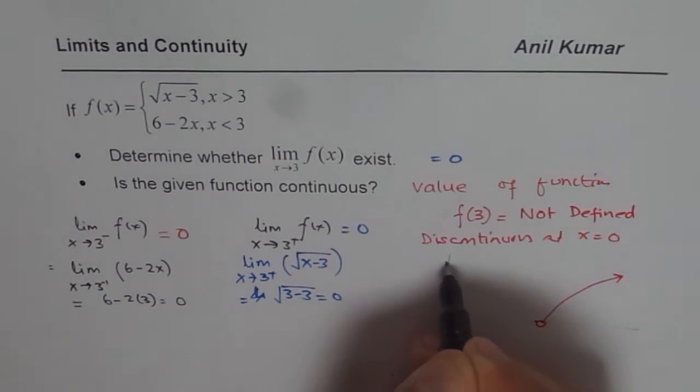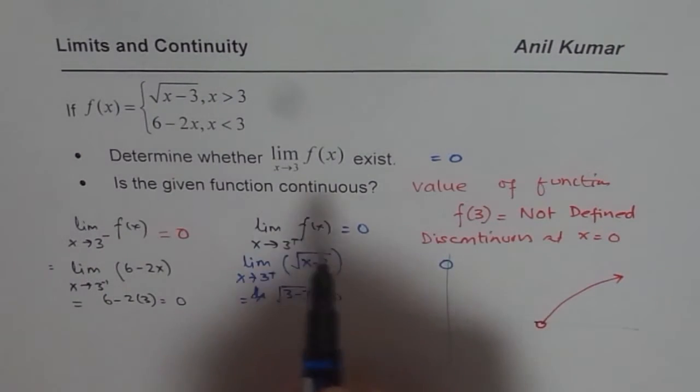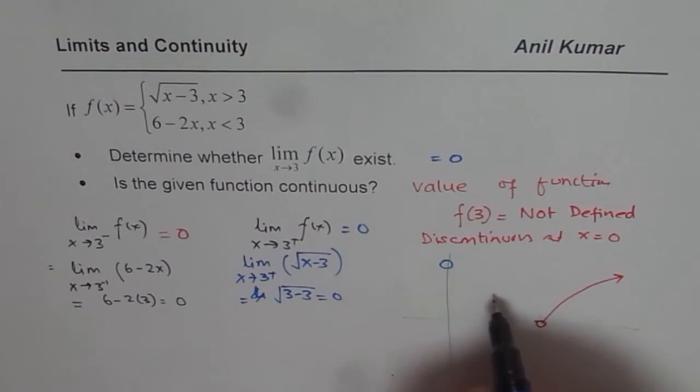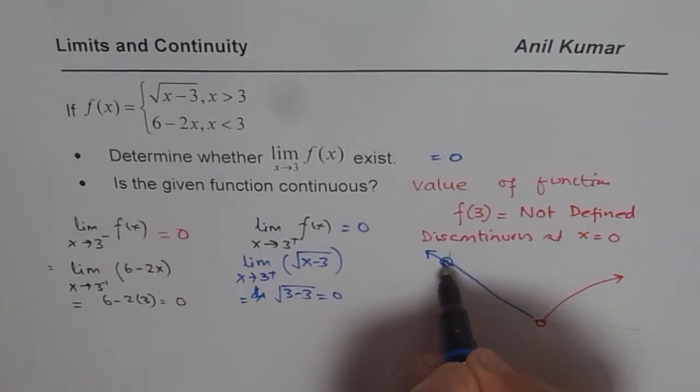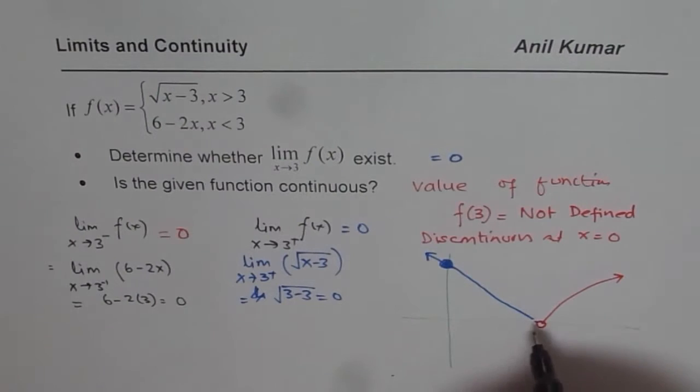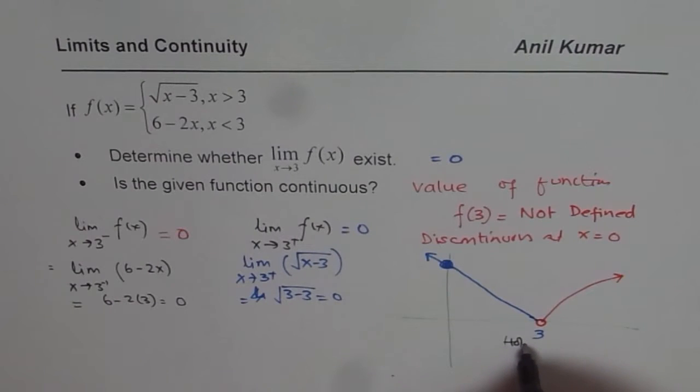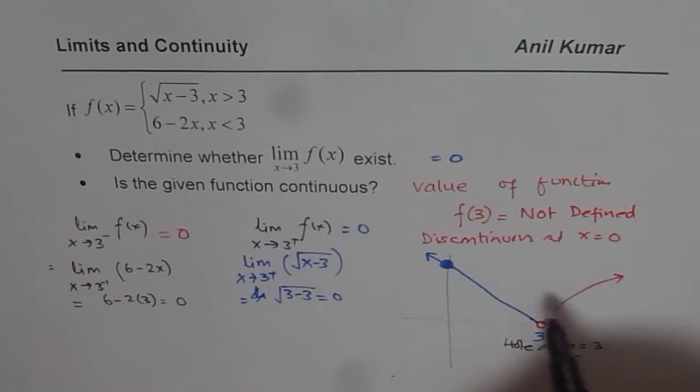So we could join this point, where the value is 6. Let me just join it first, and then it is continuous. This is filled in, but the value at 3 is not defined. So we have a hole here at 3, and that is the discontinuity. The type of discontinuity is a hole at x equals 3. That is how the function looks. This point will be 6 for us.